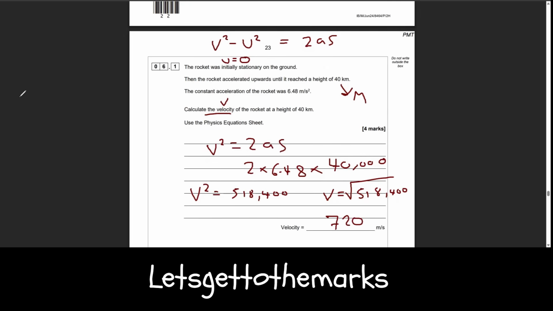So the way this is going to work, you're going to get marks for working that out. You're going to get a mark for converting 40K to meters, a mark for sticking all the numbers in, probably a mark for selecting the correct equation, and then a mark for the answer.